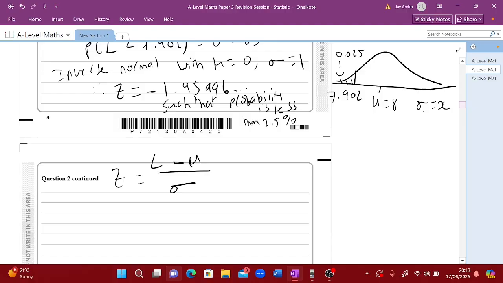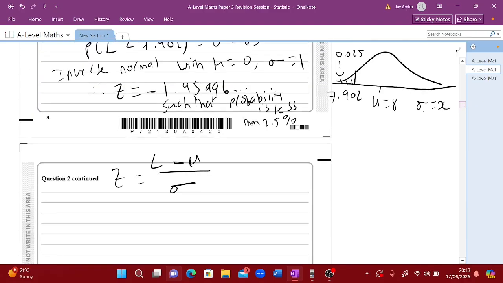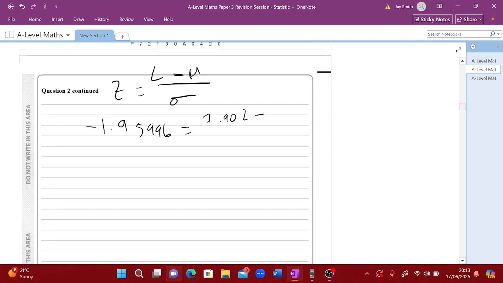And that'll be for any normal distribution. But we know our z value. So in particular, we need the z and the L value that give a probability under the curve of 0.025. We know that the z, as we just calculated, is minus 1.95996. And the L value is 7.902 minus the mean, the mean of the original distribution, so that's 8, over sigma. So then you're just solving for sigma.